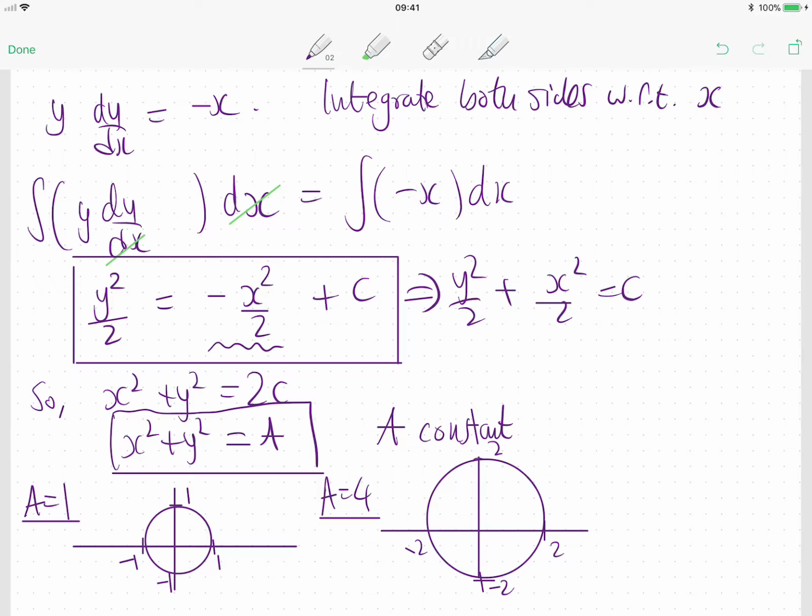because the general equation of a circle, x squared plus y squared equals r squared, the radius, and so on and so on. Different values of a are going to give circles all centered at 0 with radius, in our case, the square root of a. So there you go. There's our first example of solving a differential equation using the separating the variables method.